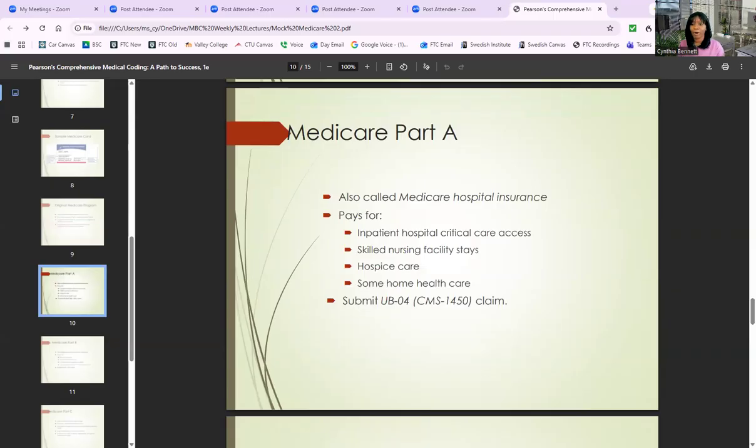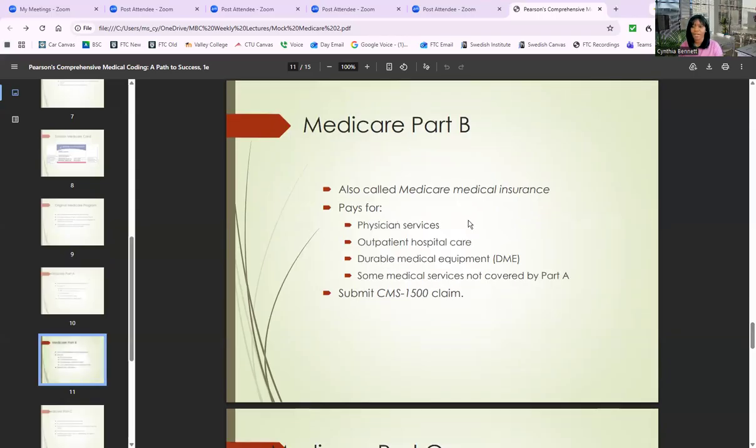So under Medicare Part A, which is the insurance side of it, they will pay for things like inpatient hospital care, critical care. They'll pay for skilled nursing visits. They'll also pay for hospice and home care, and all of those types of services are going to be submitted on the UB-04 claim form. You'll also hear people say facility-based billing, which will also appear under Medicare Part A, but most of those will fall underneath all of these categories. So I just wanted to give you another name that you may also hear.